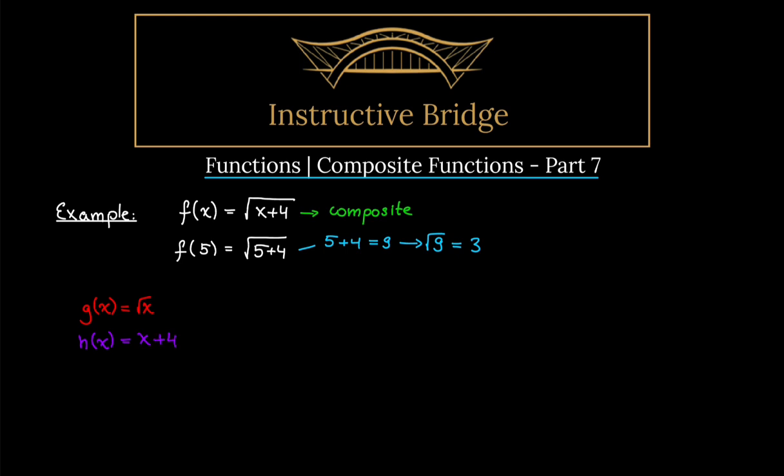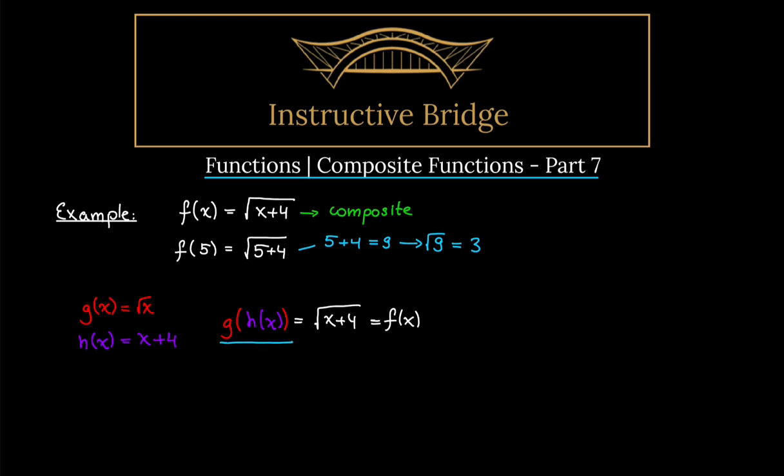Now the question is, what would happen if I put the function h into g? So that means what I'm doing is g of h of x. This means in the function g, instead of x, I'd plug in the entire expression h. And what we would get is the square root of x plus 4, which is basically our original f of x function.